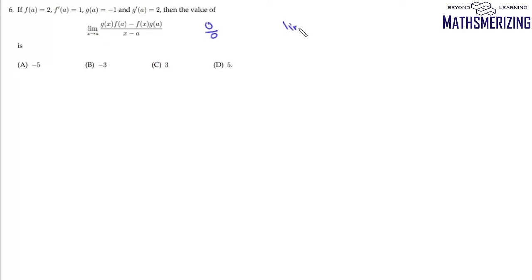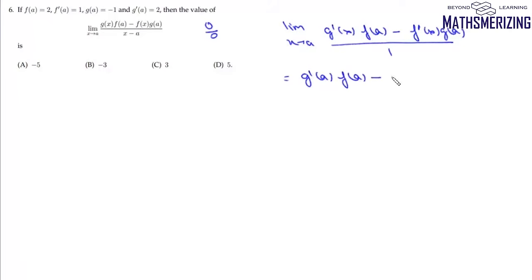We can write limit x tends to a, and here it will be g dash x into f(a) minus f dash x into g(a), upon 1. Now we'll put the value of x. So it will be g dash a into f(a) minus f dash a into g(a). Now what's g dash a? g dash a is 2. What's f(a)? f(a) is also 2, minus f dash a, it is 1, and g(a) is minus 1.